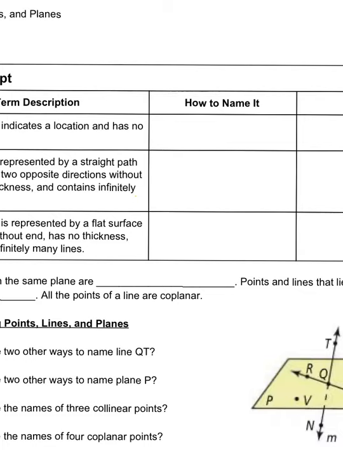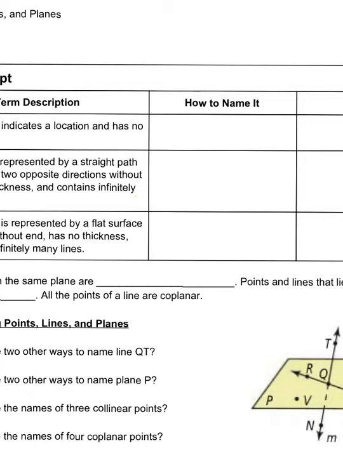All right, guys, we're going to start out talking about points, lines, and planes. Here we have some definitions, and we're going to write in the terms, and then we're going to talk about how to name it and what it actually looks like. A point indicates a location and has no size. So this is a point.